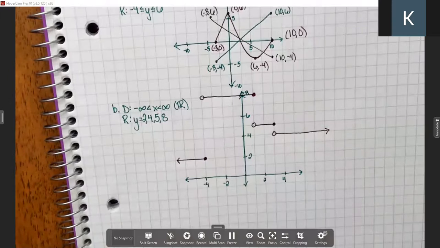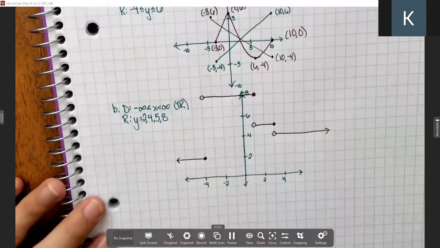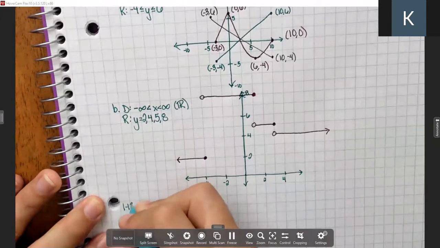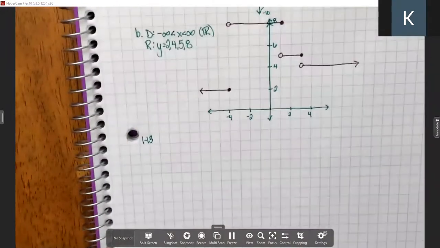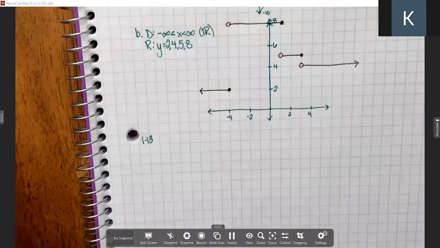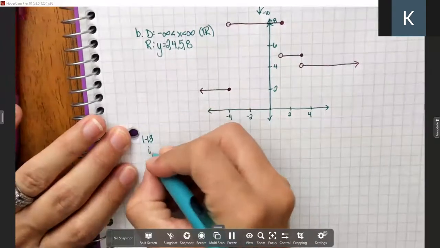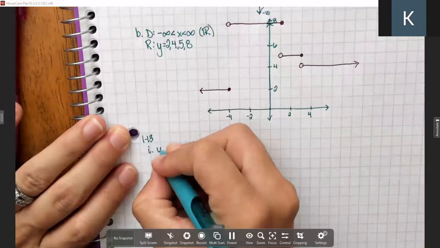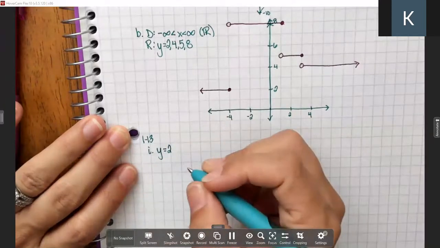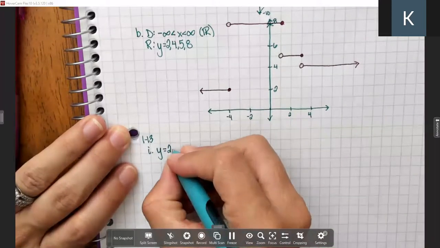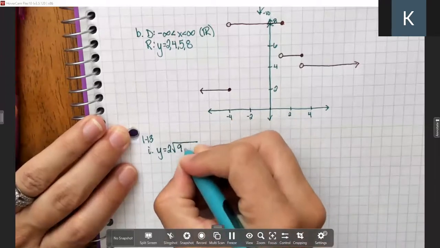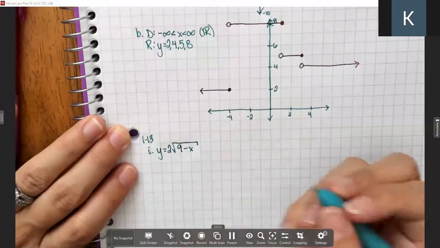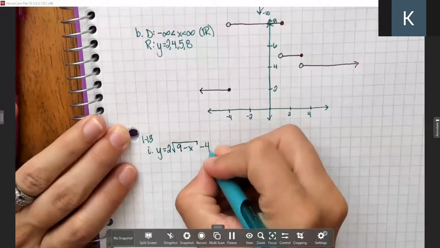All right. So for problem number 13. Use your graphing calculator or Desmos to learn about one or more of the following functions. So number 1 here is y equals 2 times the square root of 9 minus x, which is all inside the square root, and a -4 outside. We're not doing all of these, by the way, so don't feel overwhelmed by looking at it.